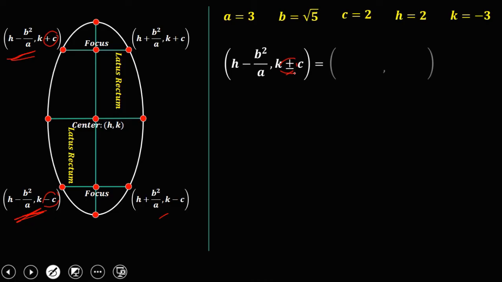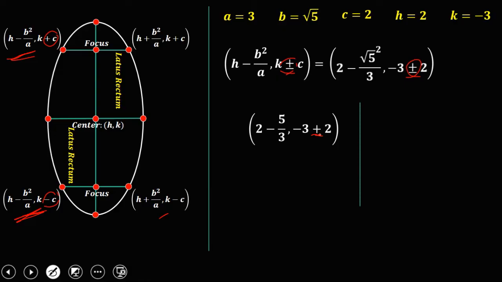Then substitute the values. So h is 2 minus b squared, the square root of 5 squared, over a, that's 3. Then k is negative 3, then plus and minus c. Then we can rewrite this as plus 2 and minus 2. Then simplify. Now this 5 over 3 in decimal form is 1.67. So 2 minus 1.67 is 0.33, and negative 3 plus 2 is negative 1.